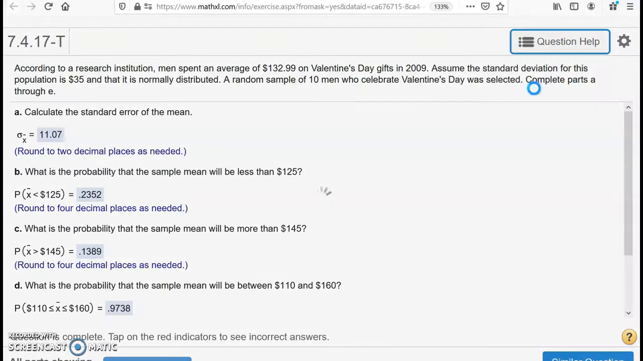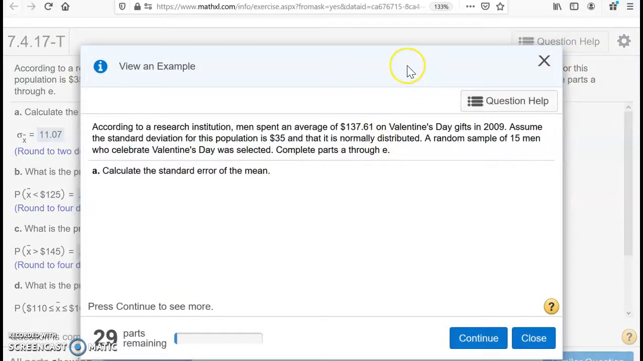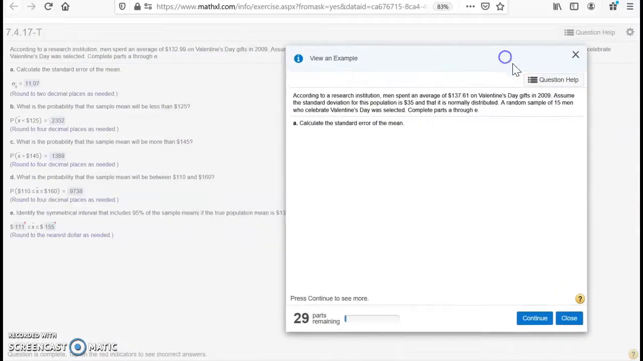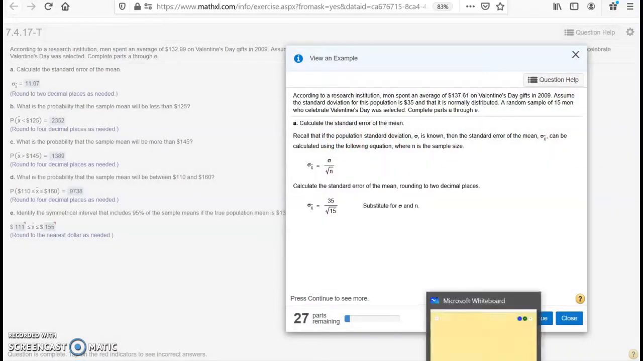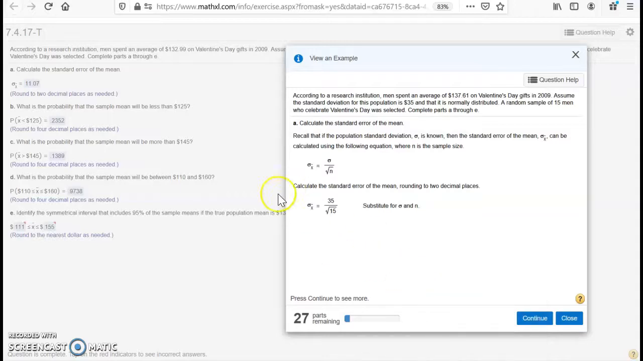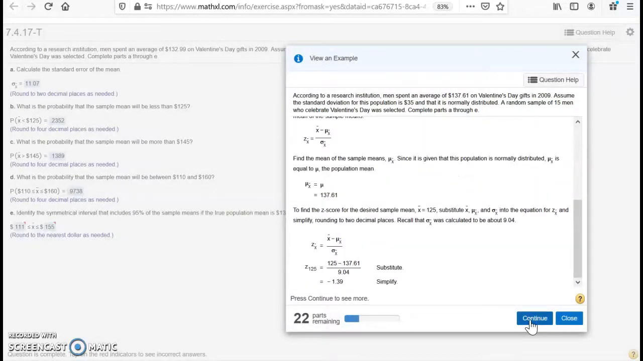So let's look at the example and see how they're wanting us to calculate this. So first, this is like a similar problem I just worked. We want to calculate the standard error of the mean. And I'm not going to go into this part as much. I believe we were looking particularly at part E. So let's just go to part E.